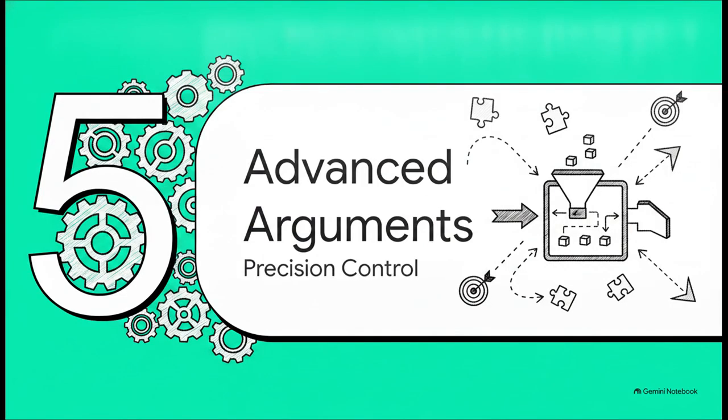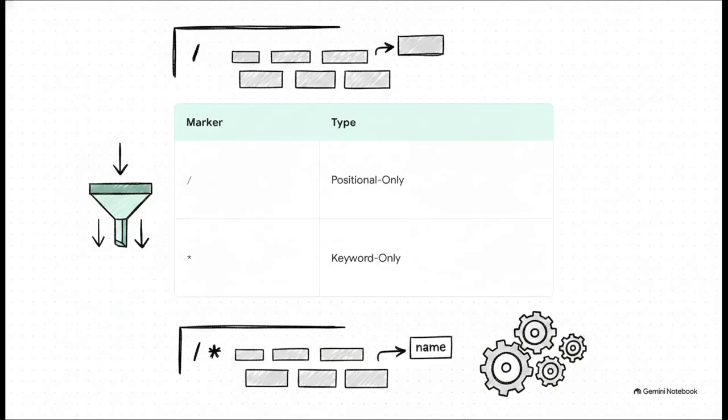Next up is Section 5, Advanced Function Arguments. Time for some precision control. When you're looking at a function signature, you might occasionally spot a forward slash or an asterisk. These enforce some highly technical parameter rules. Use the forward slash when you want to enforce positional-only arguments. That means the user cannot use keyword names, which is actually great if the parameter names don't really matter and might change in the future.